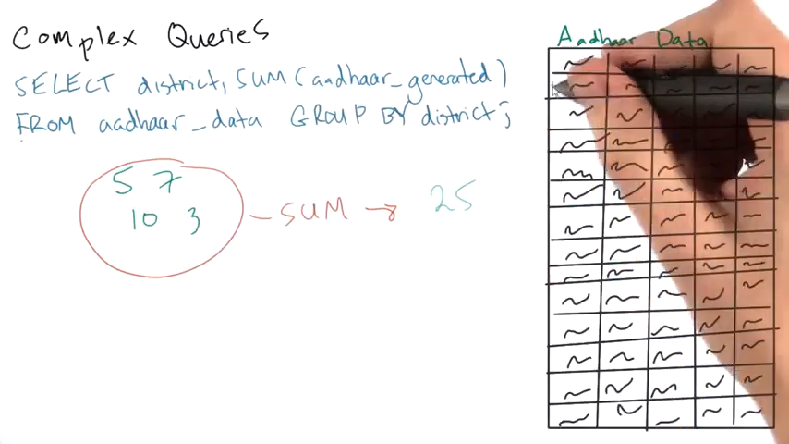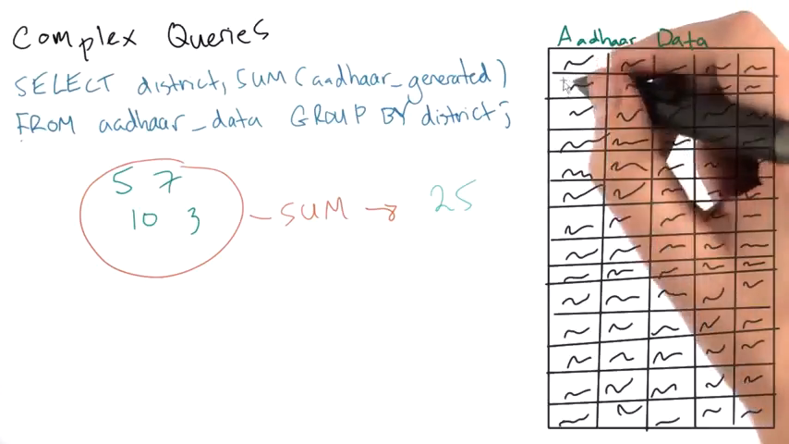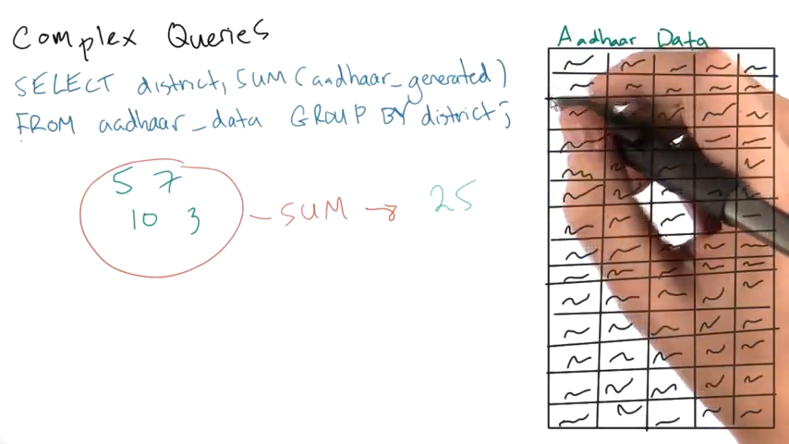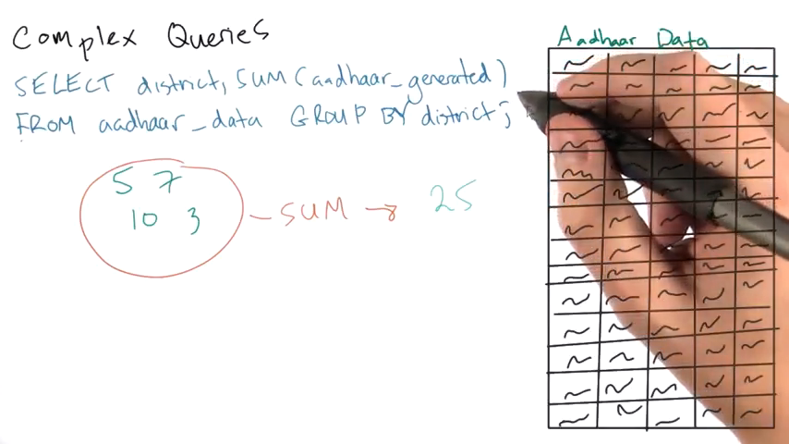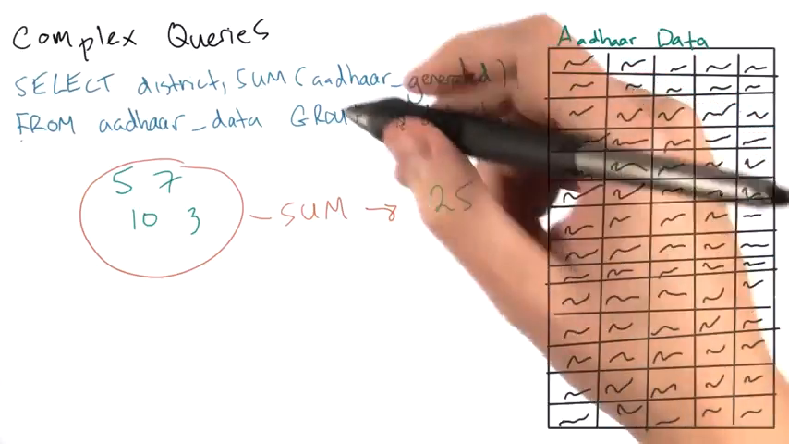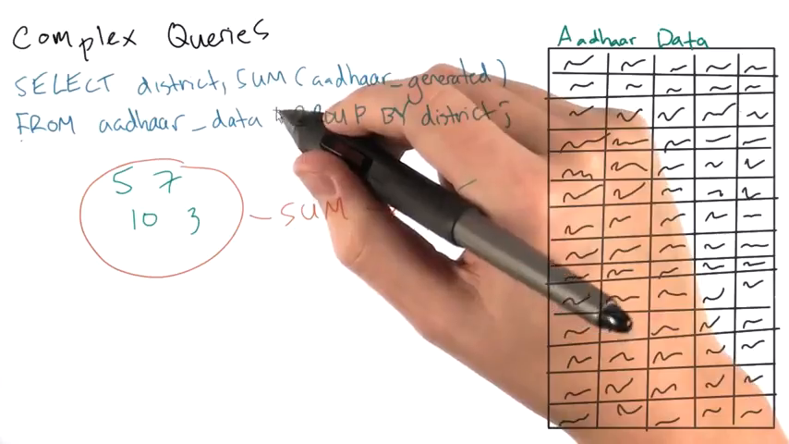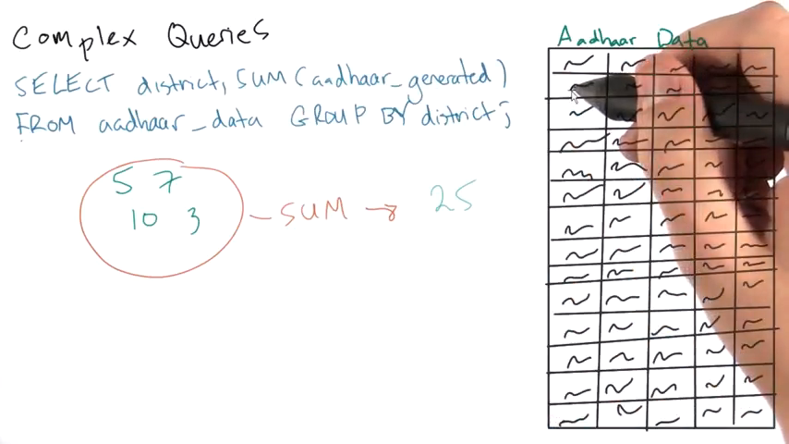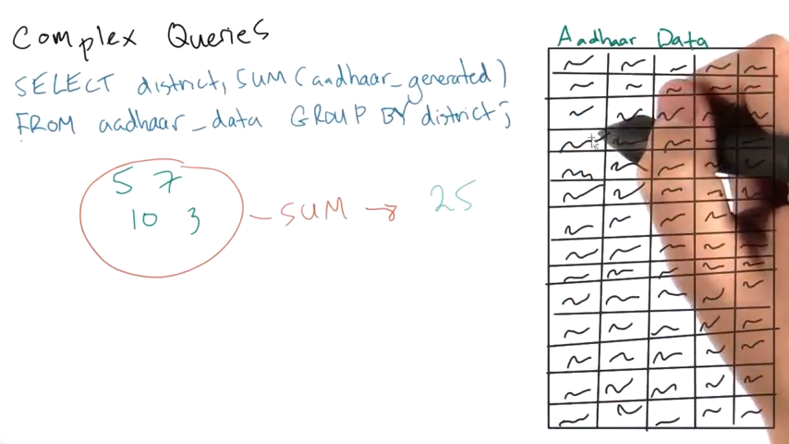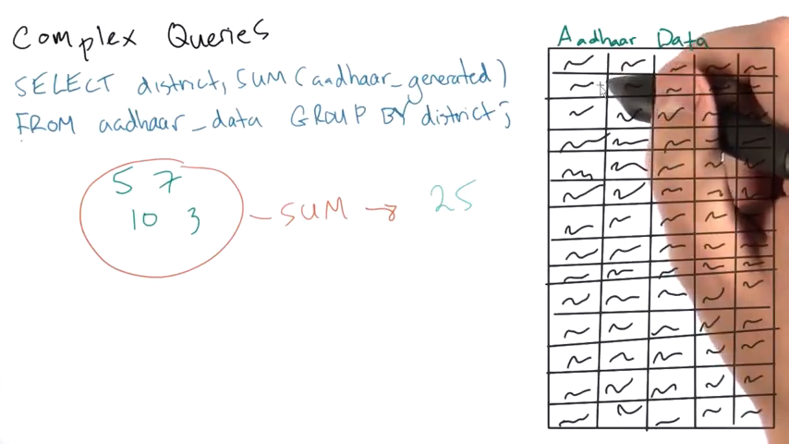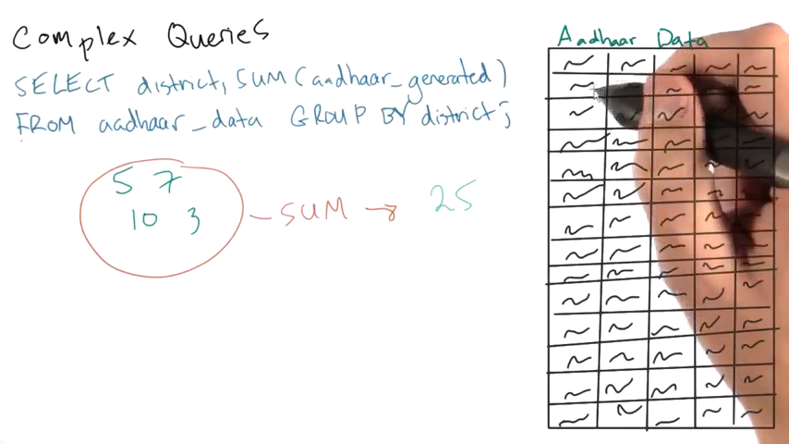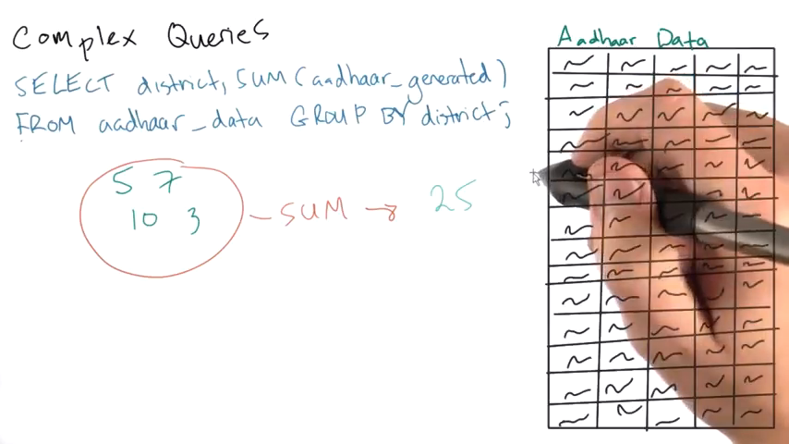But wait, every single row is only one number. So how do we get to collections of numbers? What we basically say here is take each distinct district, and then for all of the different values of oddhard generated corresponding to a row for that district, sum them up. So we start with our oddhard data table, take each district, and sum up the count of oddhard generated.